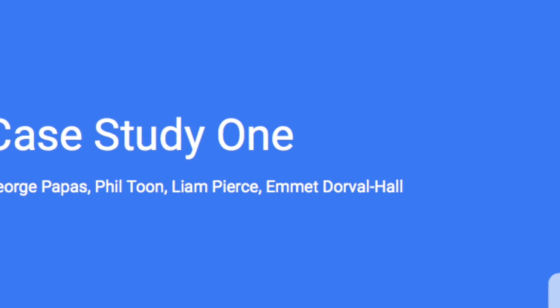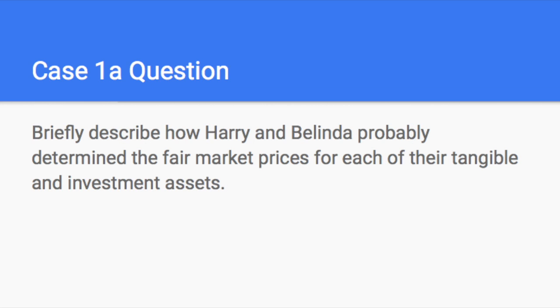Alright, here's our Case 1A question. Briefly describe how Harry and Belinda probably determined the fair market prices for each of their tangible and investment assets.